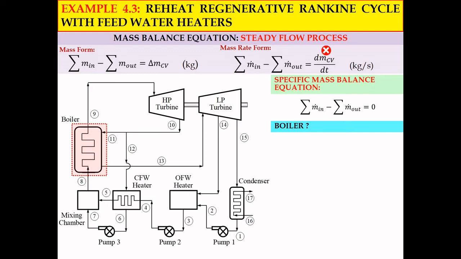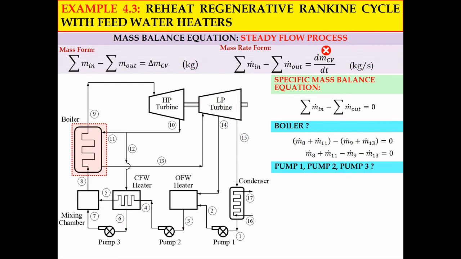By using the mass balance equation for the steady flow process, we just substitute the numbers for the mass flow rates. For the inlet, we have m8 dot plus m11 dot, minus the outlet, m9 dot plus m13 dot, equals 0. So this is the specific mass balance equation for the boiler. Elaborating the equation: m8 dot plus m11 dot minus m9 dot minus m13 dot equals 0. This is the final equation for the boiler.